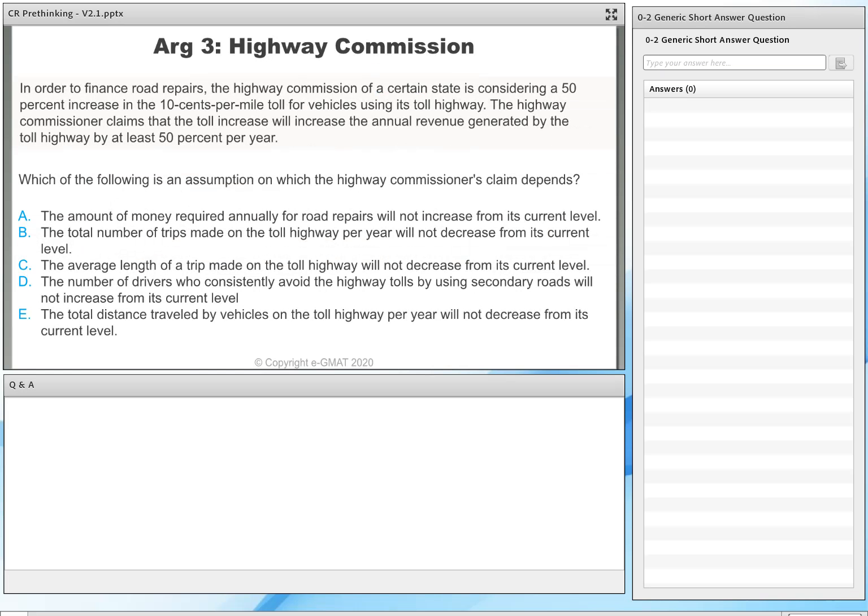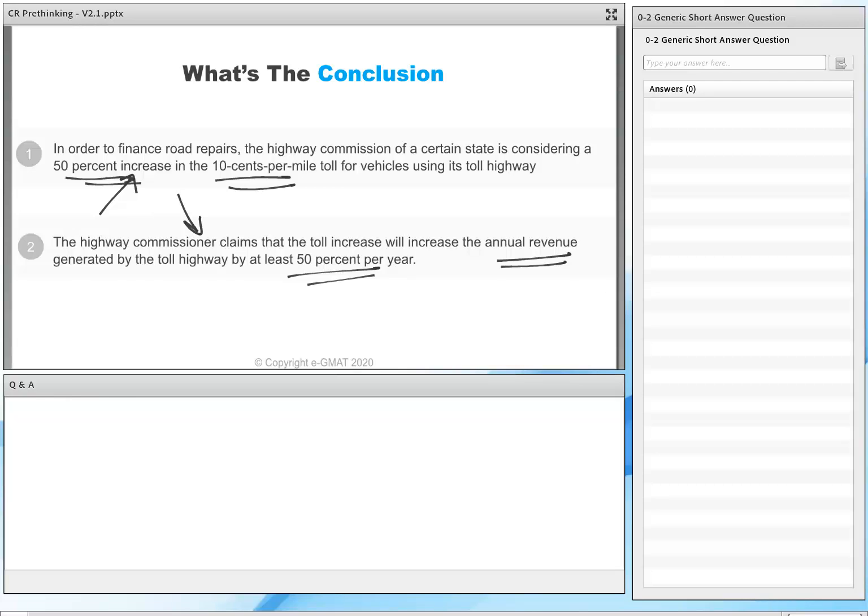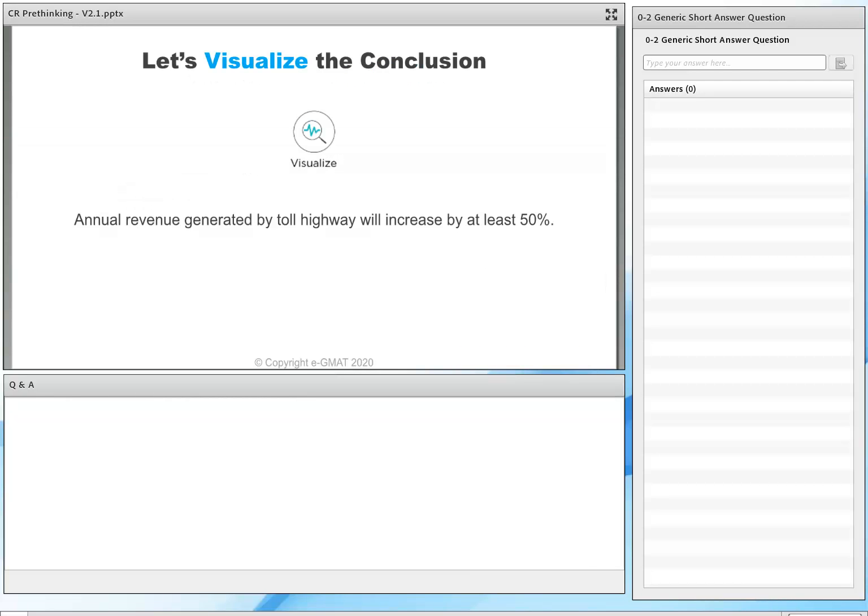And if you look back at the argument, it asks what the assumption is that the commissioner is making. What's the assumption on which the claim depends? Okay, so let's look at this. This is the claim that annual revenue generated by the toll highway will increase by 50%. The way I want you to look at this is, if last year the annual revenue was 10 million, this would go to at least 15 million, or let's say you put the word 16 million over here. That's what I want you to visualize in your mind.